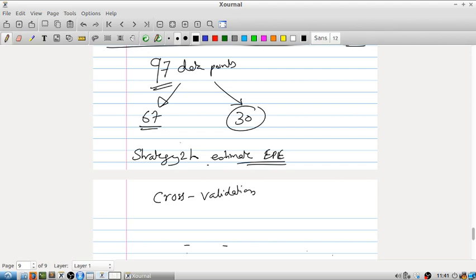So in strategy 1, I said split the 67 training data points into two parts, and just use the second part as a validation, as an estimate of the EPE, right? In strategy 2, this is in section 3.1.1 in the notes.